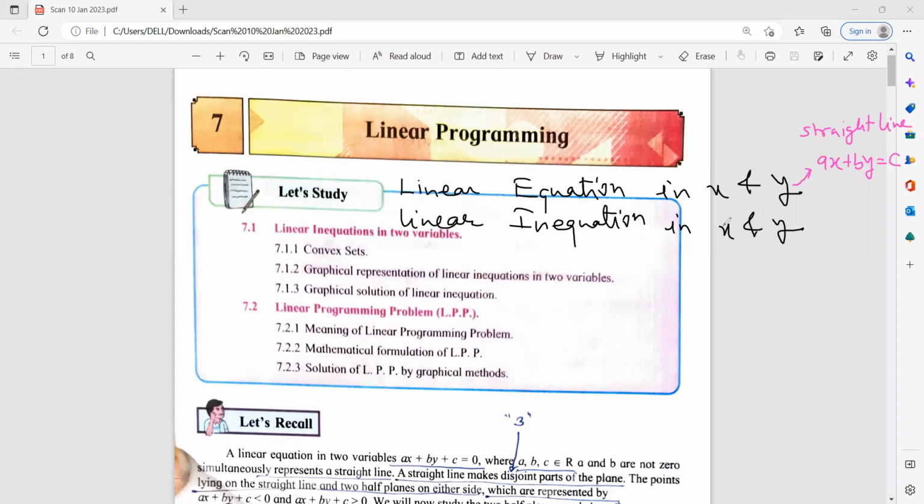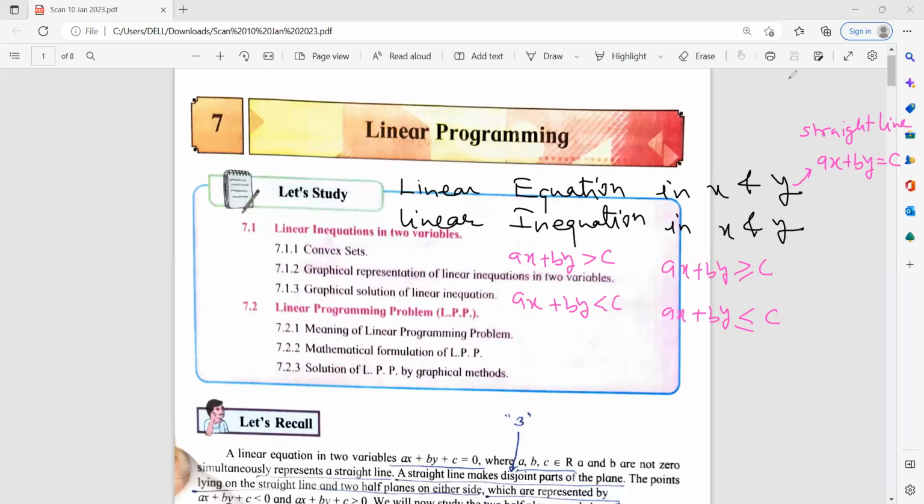Now, how does a linear inequation look like? Very simple. If I'm writing AX plus BY greater than C, it is a linear inequation in X and Y. If I'm writing AX plus BY lesser than C, this is also a linear inequation in X and Y. If I'm writing AX plus BY greater than or equal to C, this is also a linear inequation in X and Y. If I write AX plus BY lesser than or equal to C, this is also a linear inequation in X and Y.